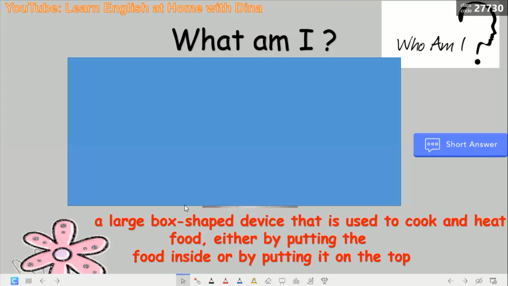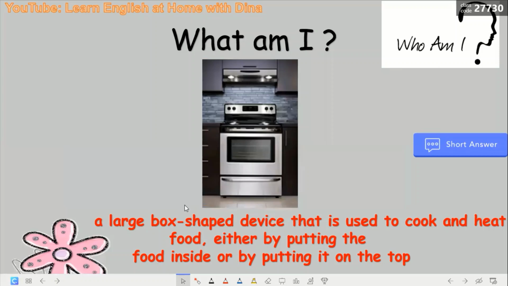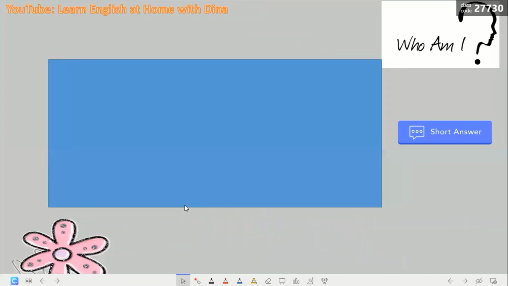It's a guessing game. Who can guess? Let's look at the picture. What do we call this? Well done. It's a stove. Very nice. Let's go to the second one.